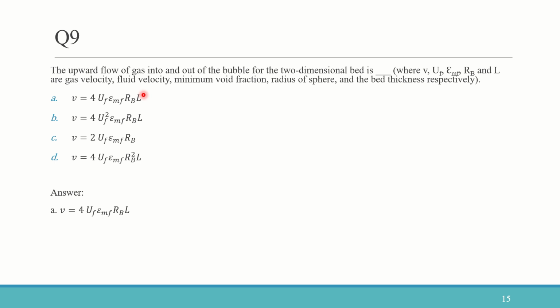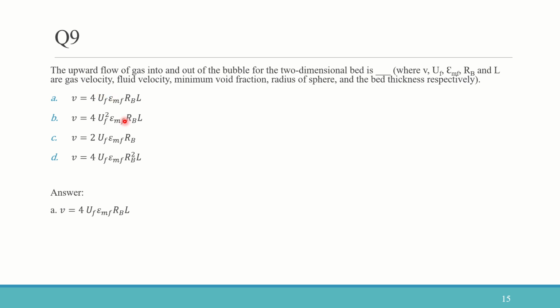So just remember that it is a function of 4 different variables, and since it is about gas flow into and out of the bubble, fluid velocity is a factor. Actually it is 4 into UMF into RB into L, but we are using UF into epsilon MF because, instead of using minimum fluidization velocity, we are using fluid velocity and void fraction at minimum fluidization condition. So these two terms come together.